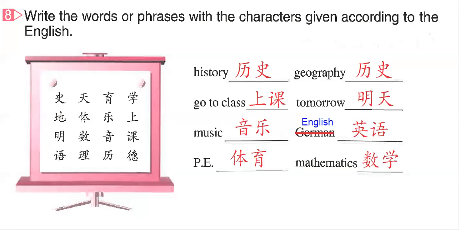Here you have all the characters, okay? Instead of German, I wrote English, okay? 英语, but the rest are the same. You have the pinyin for these words in the book, okay? So I'm not writing the pinyin for each one of these words because you have it and we don't have much space here. So I do prefer that you have the characters. But if you have written the pinyin, that is okay, okay?